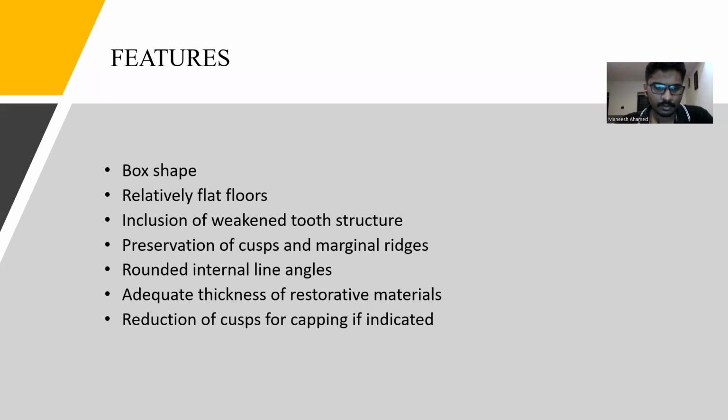In order to get proper dissipation of occlusally directed forces, the cavity should have a relatively flat floor, which is the second feature of resistance form. And inclusion of weakened tooth structure: all weakened tooth structure which is prone to fracture during masticative forces should be eliminated. Preservation of cusp and marginal ridges.